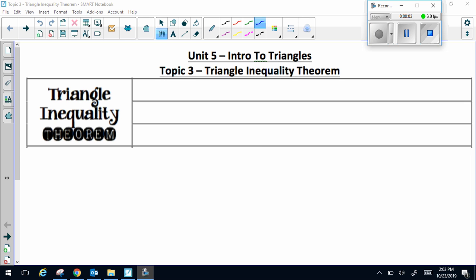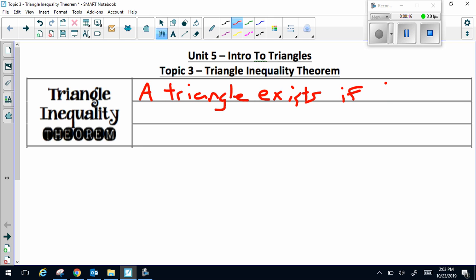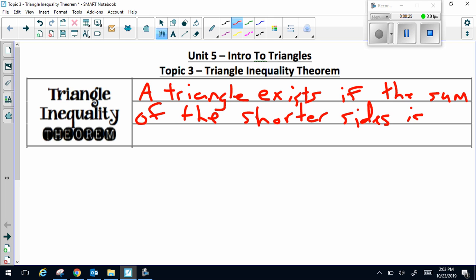So today we're going to talk about the triangle inequality theorem. And what it states is a triangle exists if the sum of the two shorter sides is greater than the longest side. Okay, that's what it states.